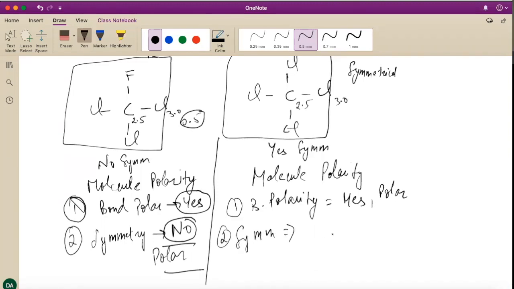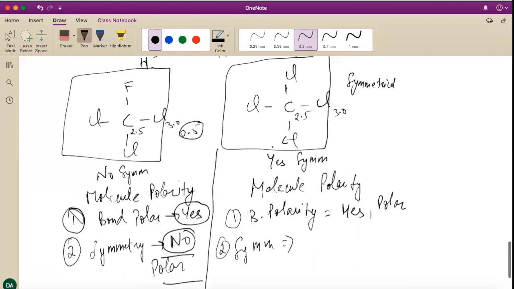And the second thing, of course, you look at is symmetry. What is your comment, guys, on symmetry? Does this molecule look symmetrical to you, CCl4? Yes, it does. So guys, can you frame the sentence? The bond is polar and there is symmetry to cancel it. So what do you think the molecule is? Non-polar. Does that make sense, guys?